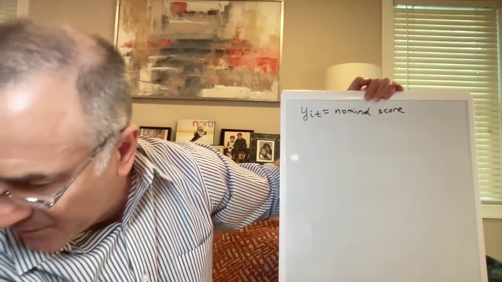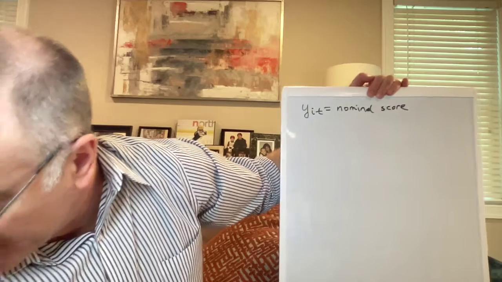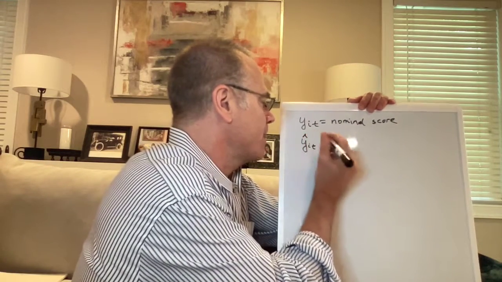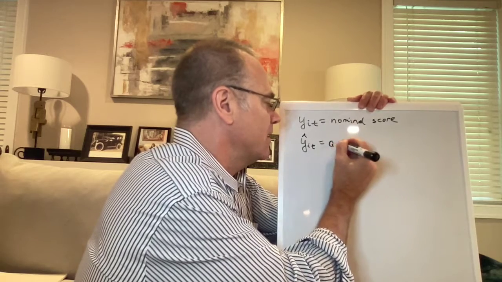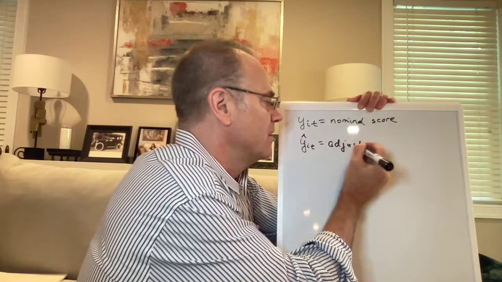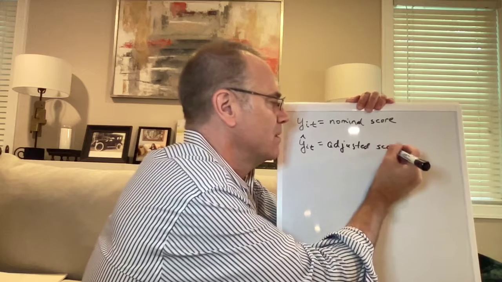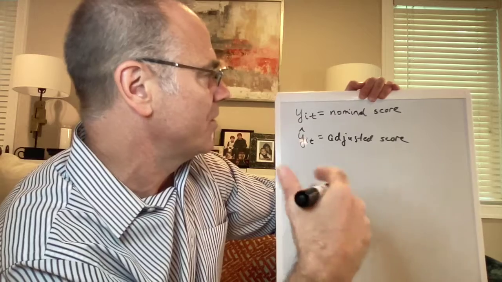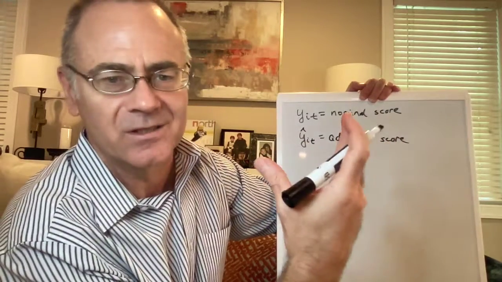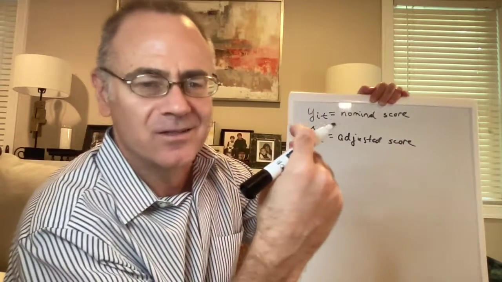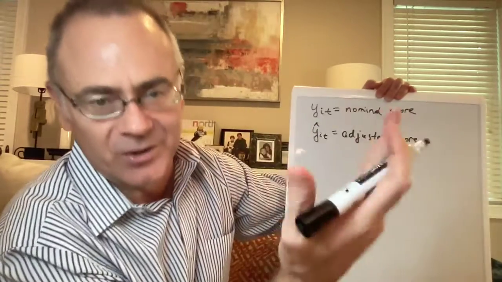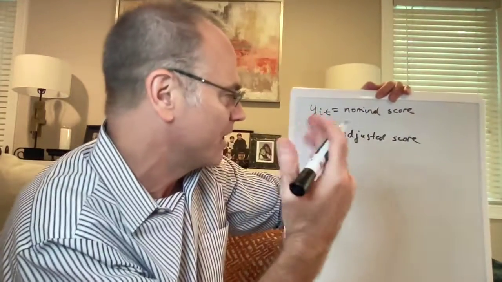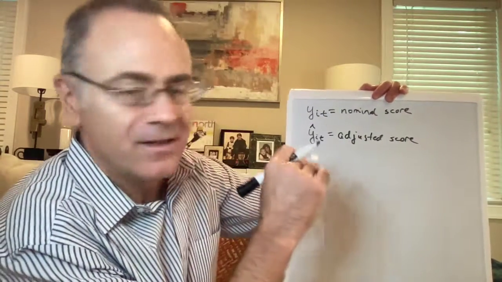Now we are going to define Y hat IT equals the adjusted score. By the way, when we first wrote the paper, we called it nominal scores and real scores, like prices and macro, so the nominal GDP and real GDP. But I think the editors told us they like adjusted better. So we call Y hat IT the adjusted score.